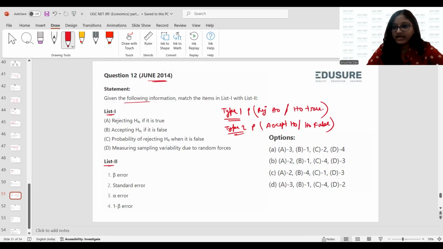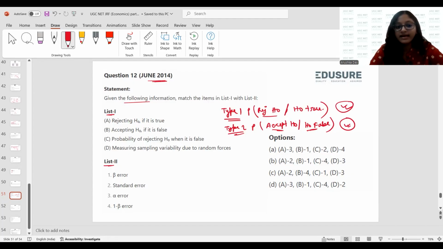Both are errors, both should not be done. If H0 is true, you should accept H0 and not reject it. That is why it is an error. And when H0 is false, you should reject H0, but you are accepting, that is also an error. But this is more severe, this is less severe.